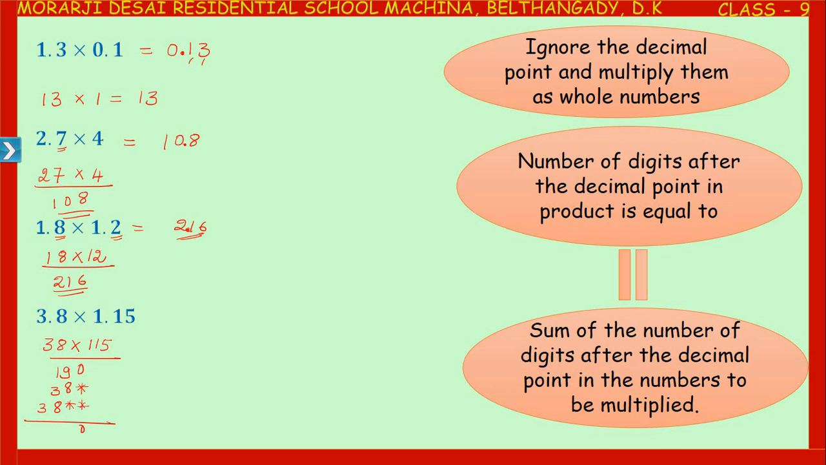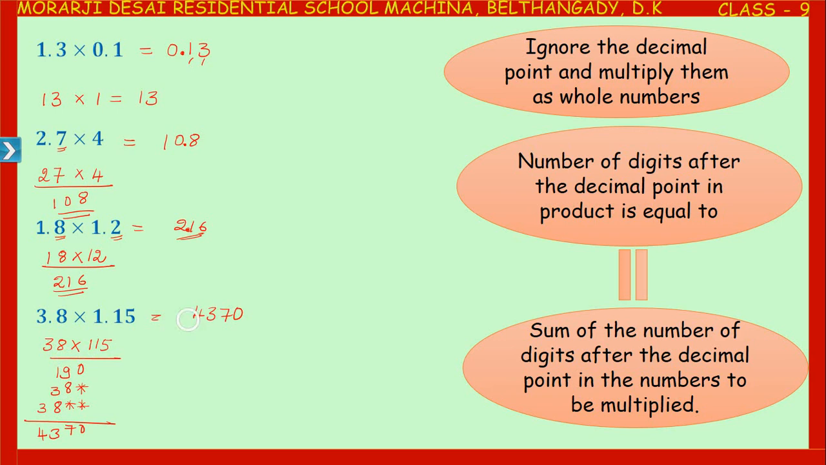So 0, 17, 13, 4. So 4 3, 4370 is the answer we got by ignoring the decimal point and multiplying. 38 into 115 is equal to 4370.